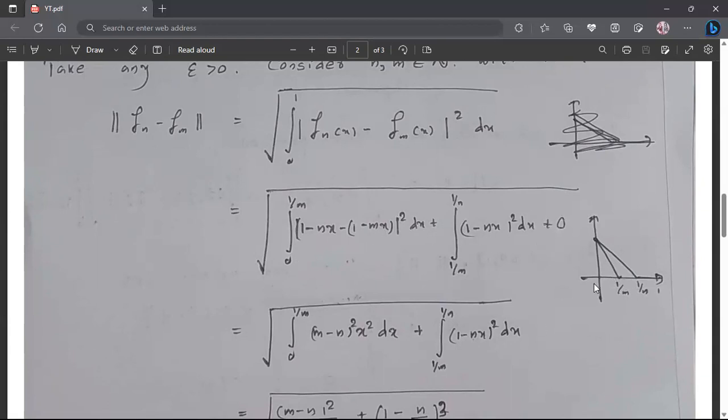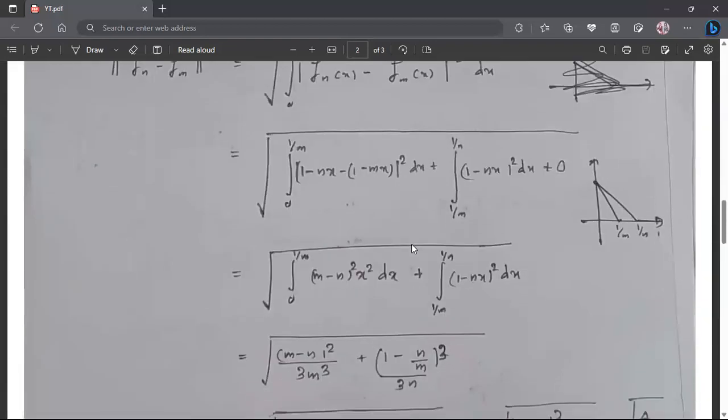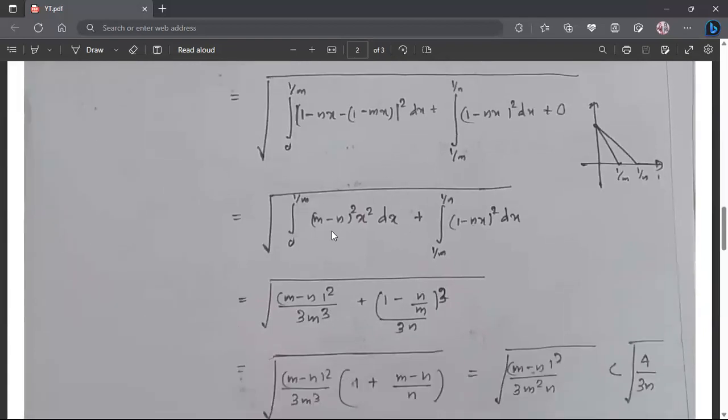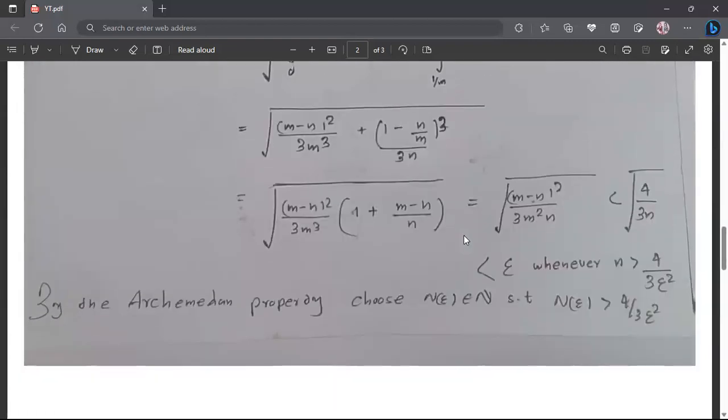Then in the first interval, 0 to 1 over n, we get the function value for fn(x), and the function value of fm(x) is 1 minus mx. Simply we plug n and m into this first function, it's a piecewise function. Then we simplify this and integrate it. Then we end up getting this kind of answer. Then we can further simplify it and finally get this inequality.